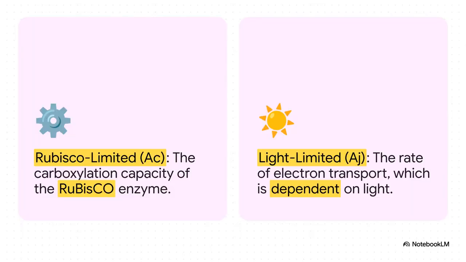So here we are. We have two potential speed limits. On one hand, you've got the plant's internal processing capacity, AC. On the other hand, you've got its available energy from the sun, AJ. Now here's the crucial part. At any single moment, the plant is limited by one of these. It can never, ever go faster than its slowest part. That's the core logic of this whole model.